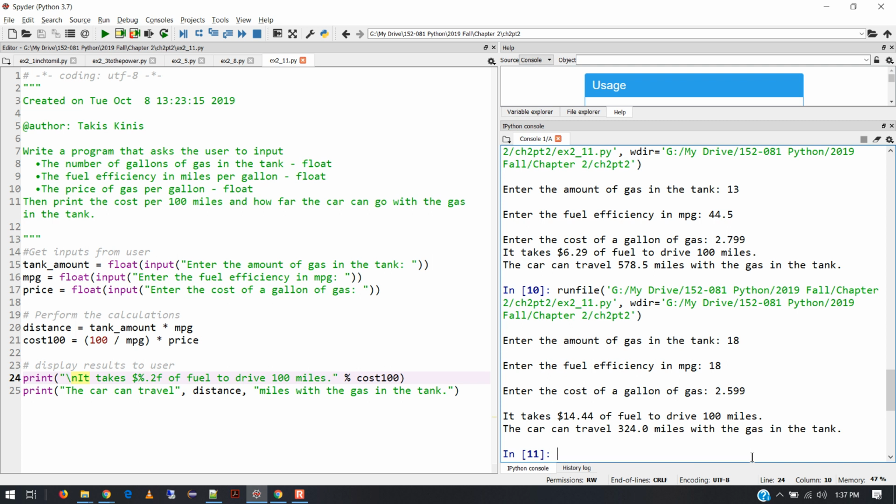So look at the difference. It costs me more than twice as much to drive that 100 miles in that car. And then I can only travel 324 miles on one tank. And you know what? That's about right for that vehicle.